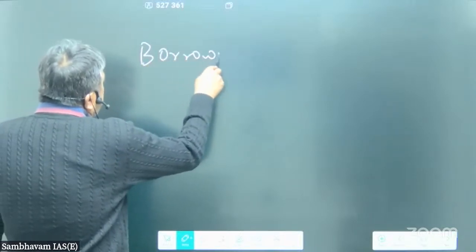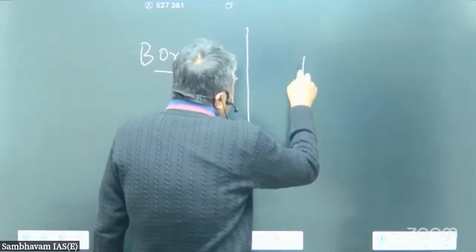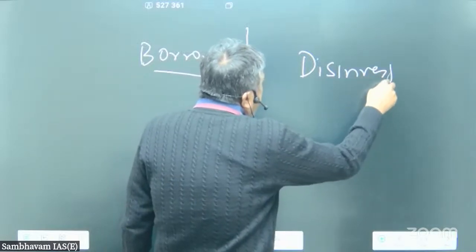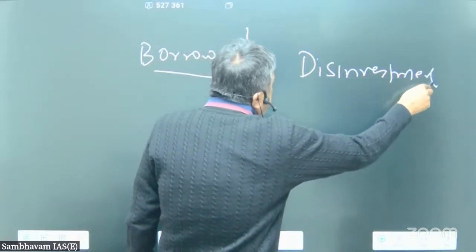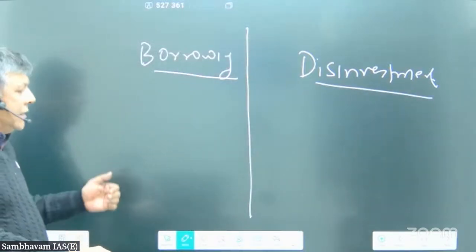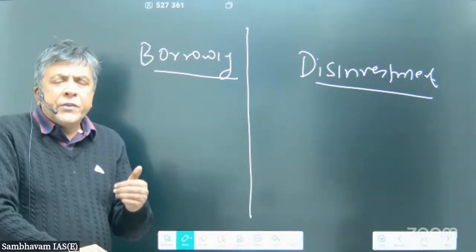First is called borrowing, and the second is called disinvestment. So broadly, two options are there with the government. And right now, I am discussing almost 2.5 section of your syllabus.